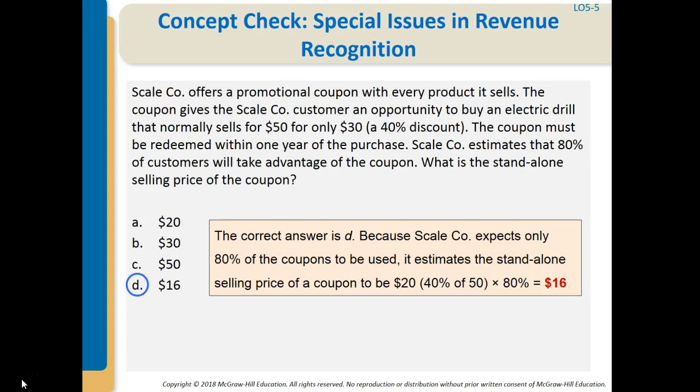The correct answer here is D. Scale Company expects only 80% of the coupons to be used. It estimates the standalone selling price of a coupon to be $20 times 40% of 50 times 80%, or $16.